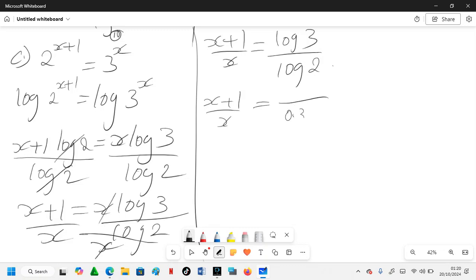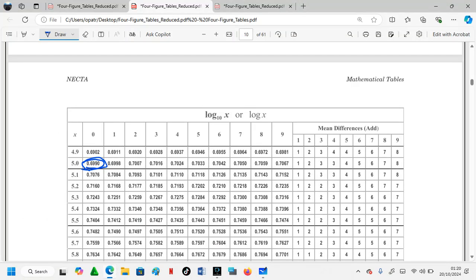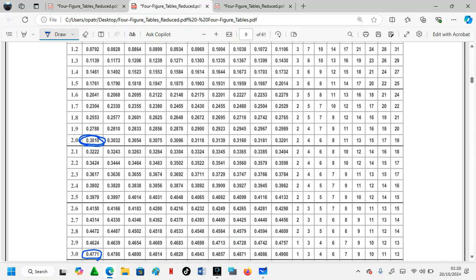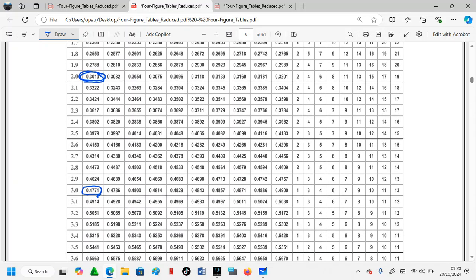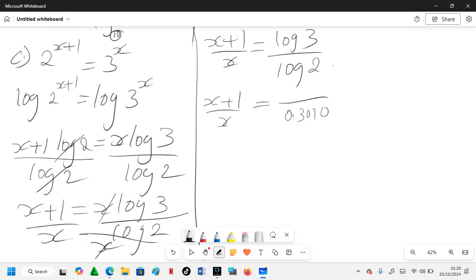We know log 2 is 0.3010. What is log 3? Log 3 is 0.4771. So x plus 1 over x is equal to 0.4771 divided by 0.3010. That is going to give us 1.5850. Let's cross multiply.